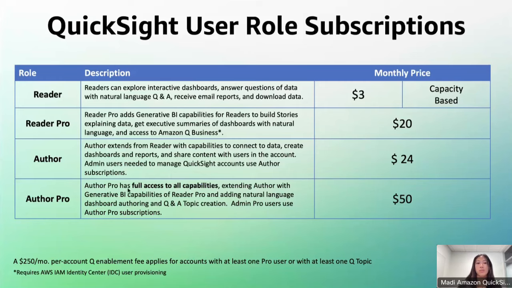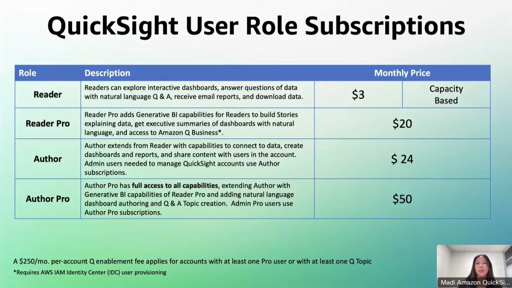And just so you know, if you are a reader and you have access to data Q&A, you have to have an Author Pro to have that access. So if there's no Q topic creation, which is only allowed in Author Pro, then you will not see the data Q&A if you're just a reader.